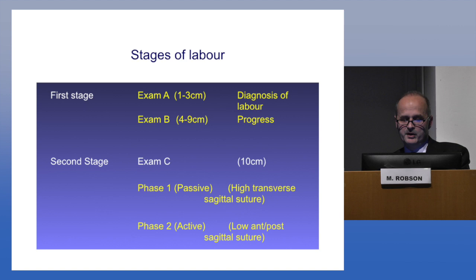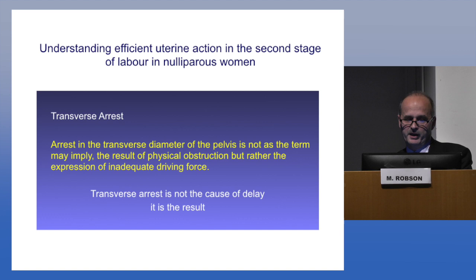Now, examination C is when you get to 10 centimeters, and that's full dilatation. And that can be divided up into phase 1 and phase 2, as we know, high transverse sagittal suture and low anterior posterior sagittal suture. So it's very important when you actually get to the second stage of labor to think conceptually of that as well. And if you take this philosophy of efficient uterine action to the full extent, you come out with this statement, which is taken from O'Driscoll in Active Management of Labor, about transverse arrest.